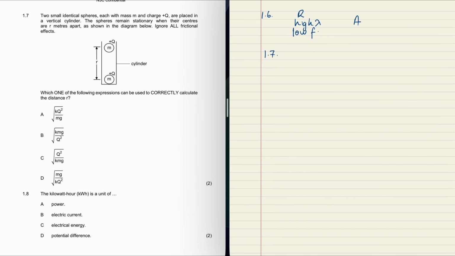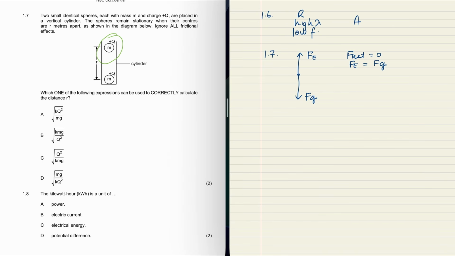Now, I'm going to draw a free body diagram for this sphere right here. So the forces that are acting on that sphere are going to be the force of gravity, and it is going to be the electrostatic force. Now, the force of gravity is going to equal the electrostatic force because it's stationary, right? So F net is equal to 0, which means that Fe is equal to Fg.